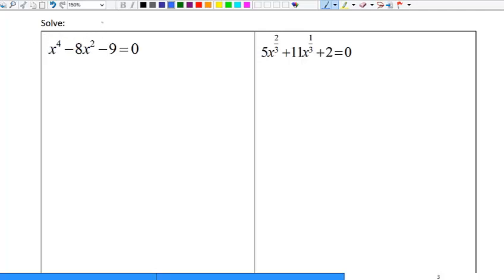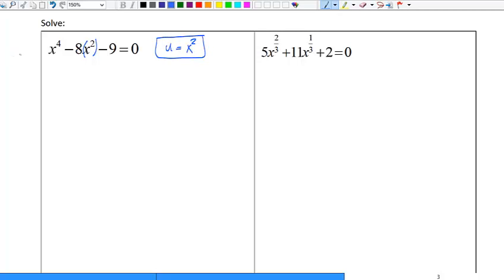So then step 2 says let u equal the middle term's variable part, that's the 8x squared. That's this one right here, the x squared. So we're going to let u equals x squared. This is our little translation, okay? So that's my translation key.